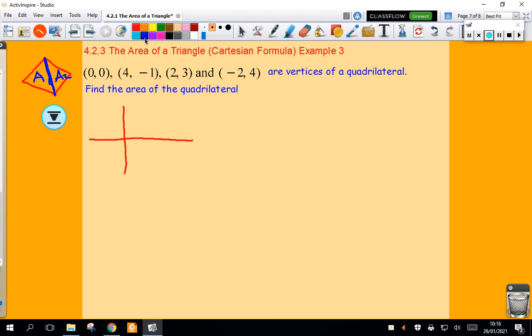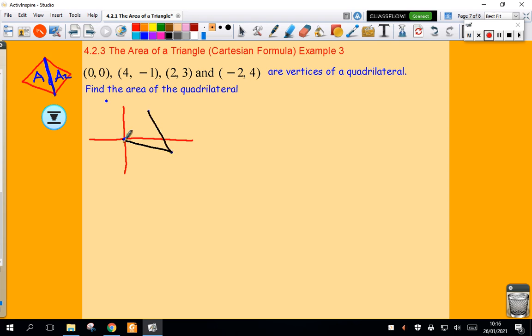I've got 0, 0, which is great. 4, -1, that's right 4, down 1, so again, this is not accurate. 2, 3, right 2, up 3, maybe somewhere around there. -2, 4, left 2, up 4. So what I have is this kind of quadrilateral. Here's my quadrilateral.